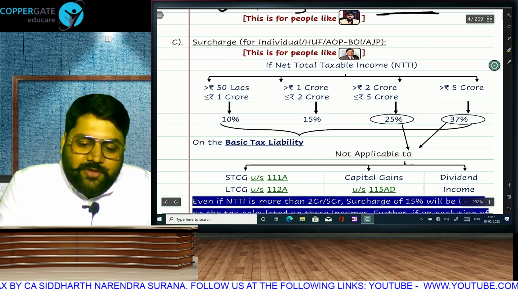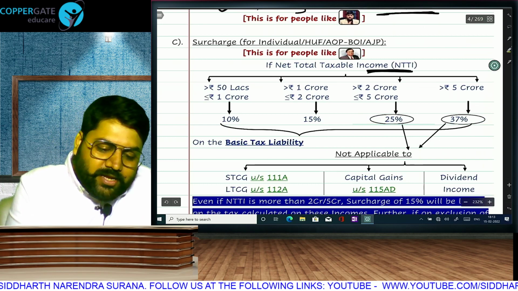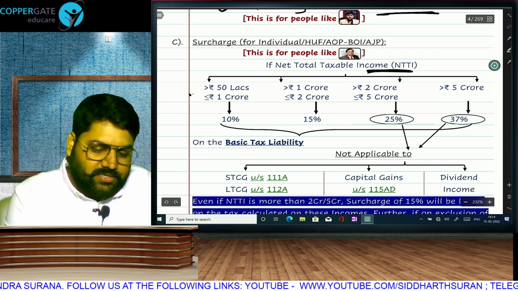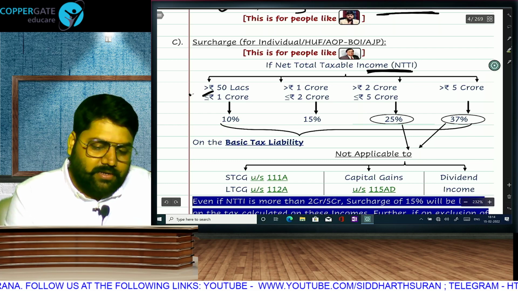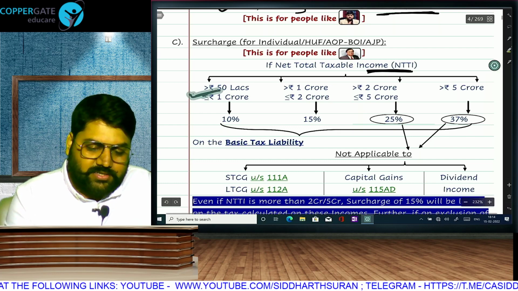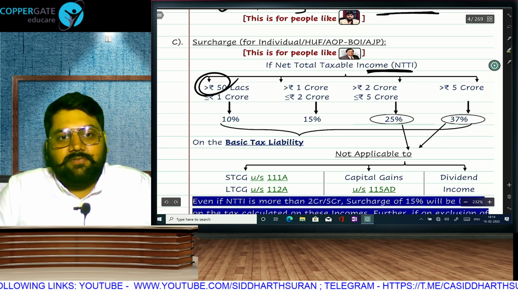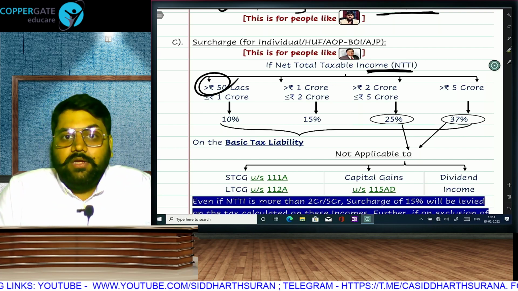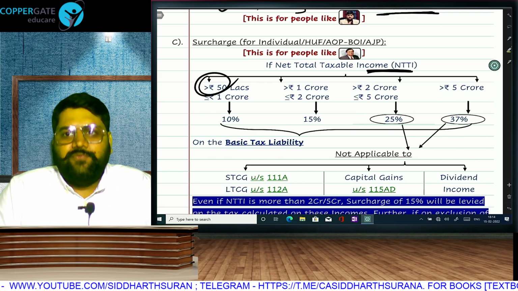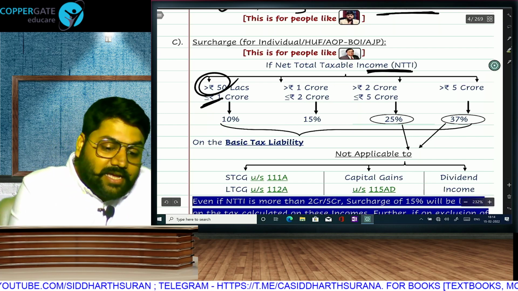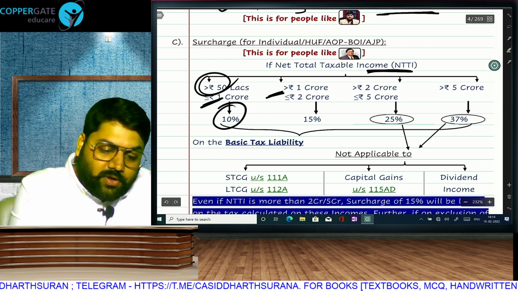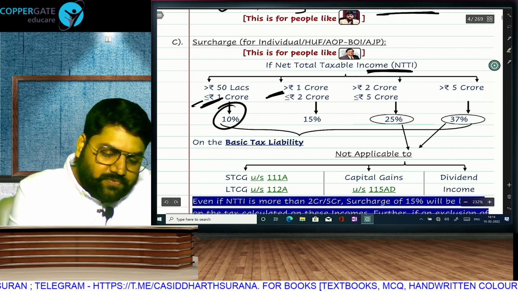Surcharge is for rich people. If your net taxable total income is greater than 50 lakh and up to rupees 1 crore, then there is going to be a surcharge of 10%. So again, pay very careful attention. If your income is exactly equal to 50 lakh, no surcharge. Surcharge will start only and only after your income crosses 50 lakh. More than 50 lakh, exact 1 crore, 10% surcharge. More than 1 crore, equal to 1 crore will fall in 10%. Pay careful attention. Equal to 1 crore will fall in 10%.